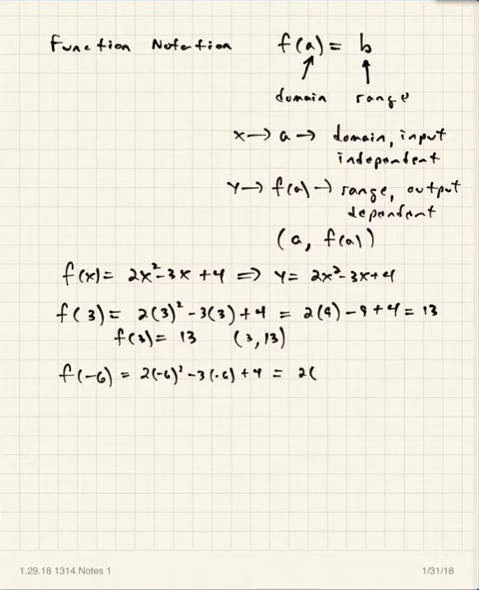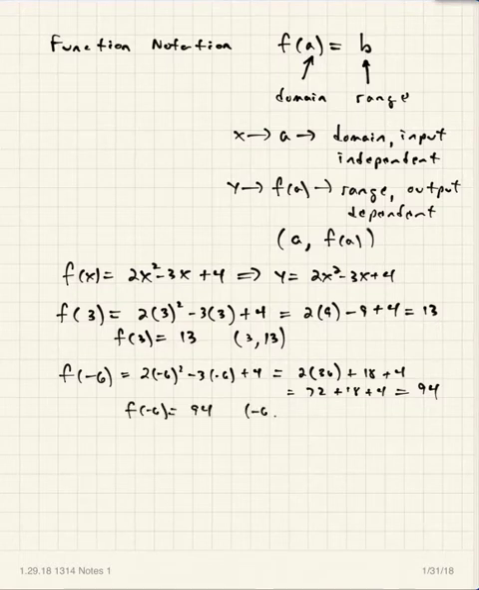So let's see. 2 times negative 6 squared minus 3 times negative 6 plus 4. So that'd be 2 times 36, right? That's positive 36 there. Plus 18, right? Because it's negative 3 times negative 6, plus 4. And so you get 72 plus 18 plus 4, or 94. I believe that's correct in that case. So you get that f of negative 6 is 94, where you get the ordered pair negative 6, 94, like that.